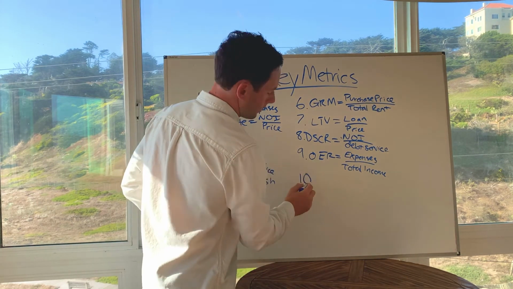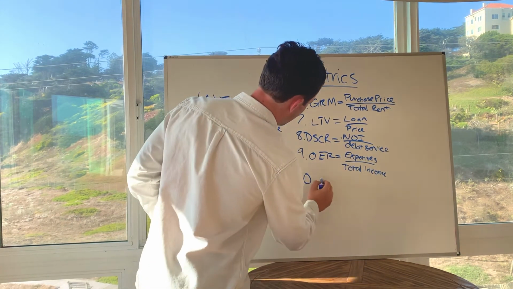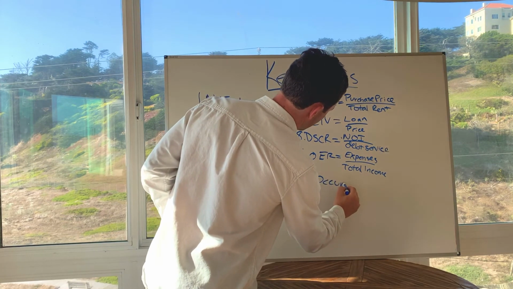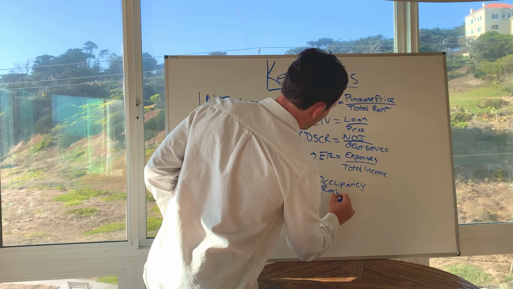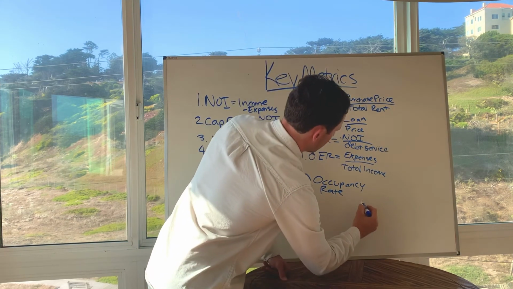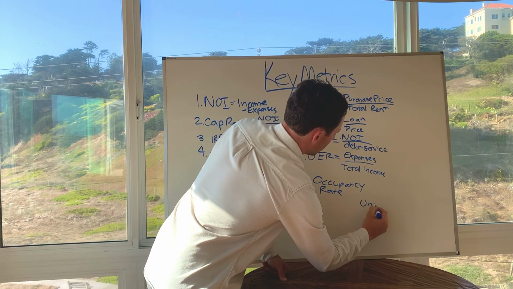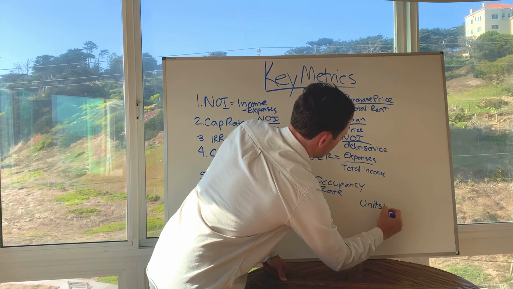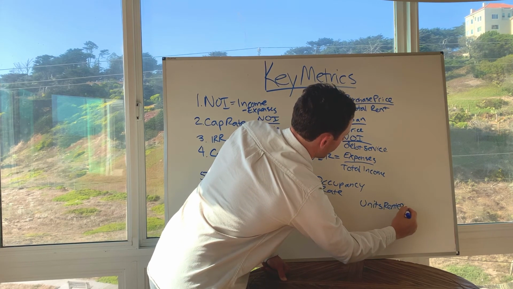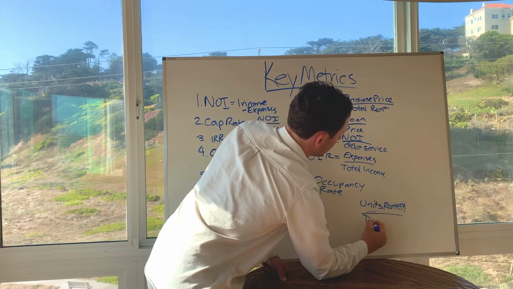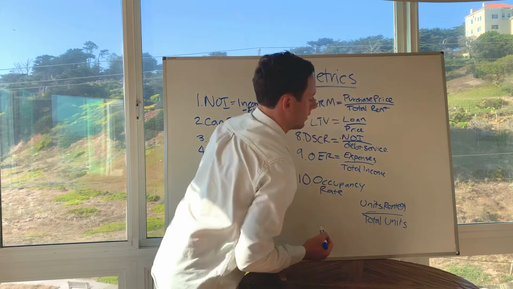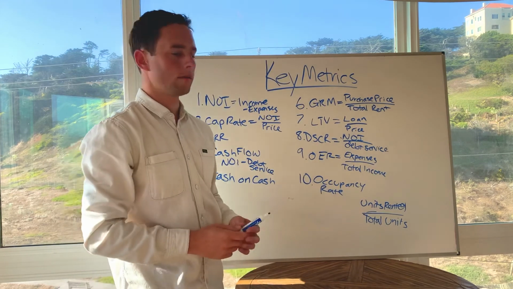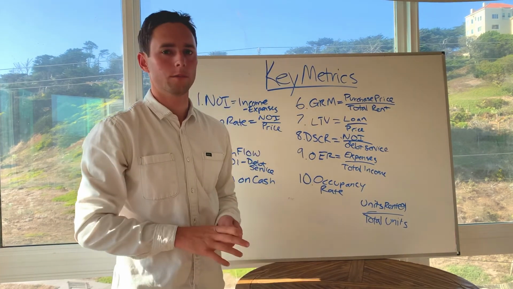And then next is occupancy rate, which is pretty self-explanatory. It's just how many units are full or rented divided by the total number of units. So you want that to be as close to 100% as possible.